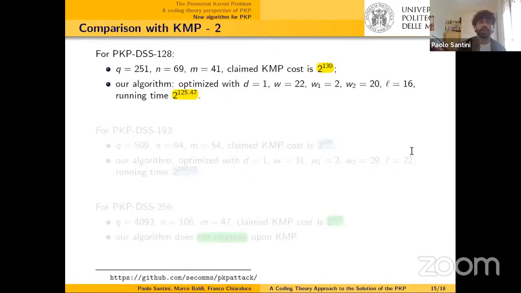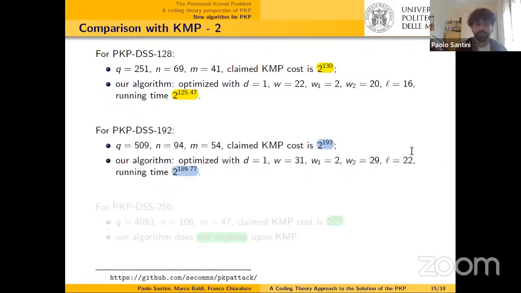To consider a more practical case, let's focus on the instances of PKP DSS. Considering the instance targeting 128 bits of security, we have that the claimed cost for KMP is 2 to the 130. Using our algorithm, we can reduce this complexity by more or less 4 bits.